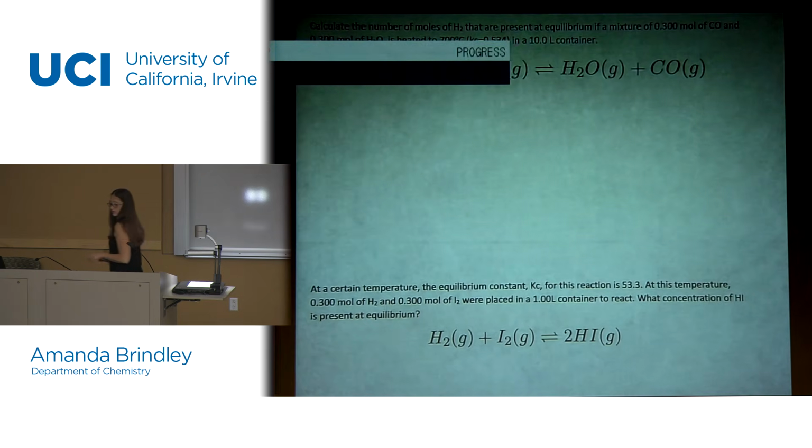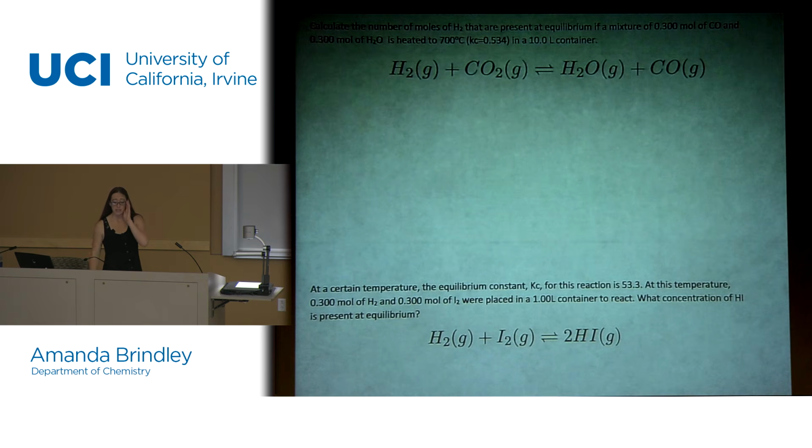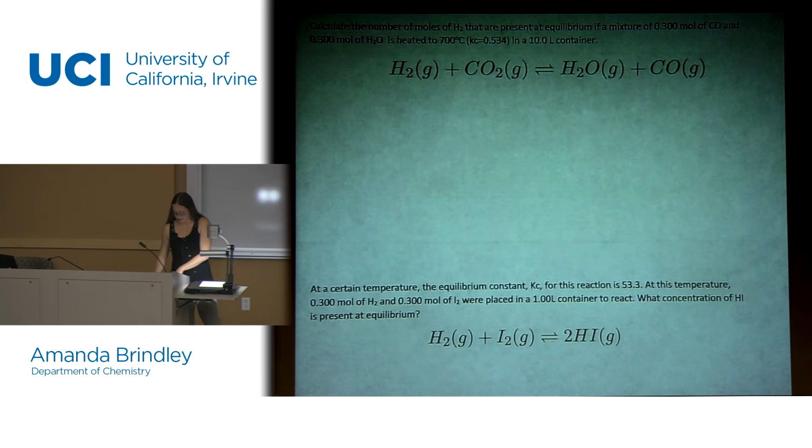For the first one, calculate the number of moles of hydrogen that are present at equilibrium if a mixture of 0.3 moles of carbon monoxide and 0.3 moles of water is heated to 700 degrees Celsius, and I give you the Kc for it, in a 10-liter container. We have a few different pieces here that we're going to have to put together.